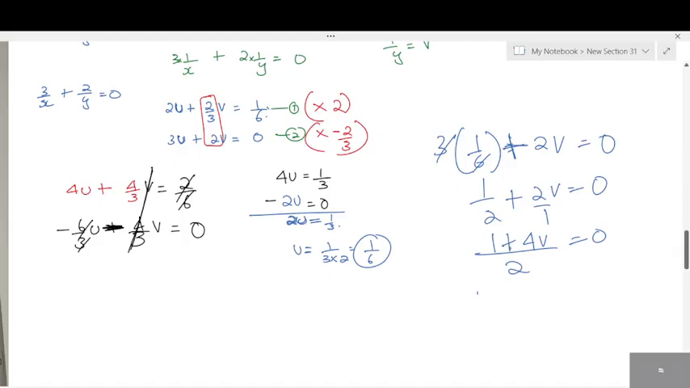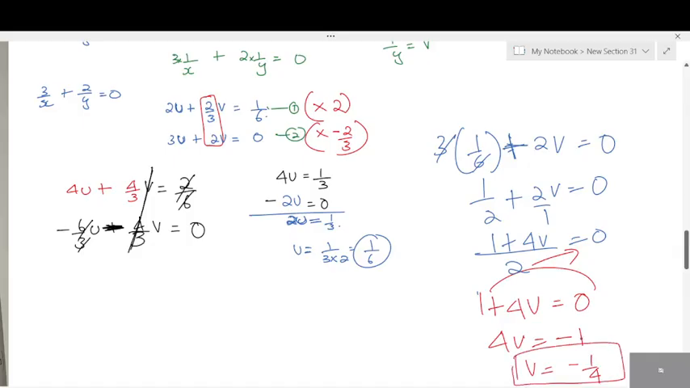How can you add 1 plus 4, Bhargavi? Where did you learn all this? 1 is different, 4v is different. You can't add them. You have to write it as 1 plus 4v. 0 into 2 is 0. 4v is equal to minus 1. What is v, students? V is equal to minus 1 by 4. Did you all get this or a different answer?